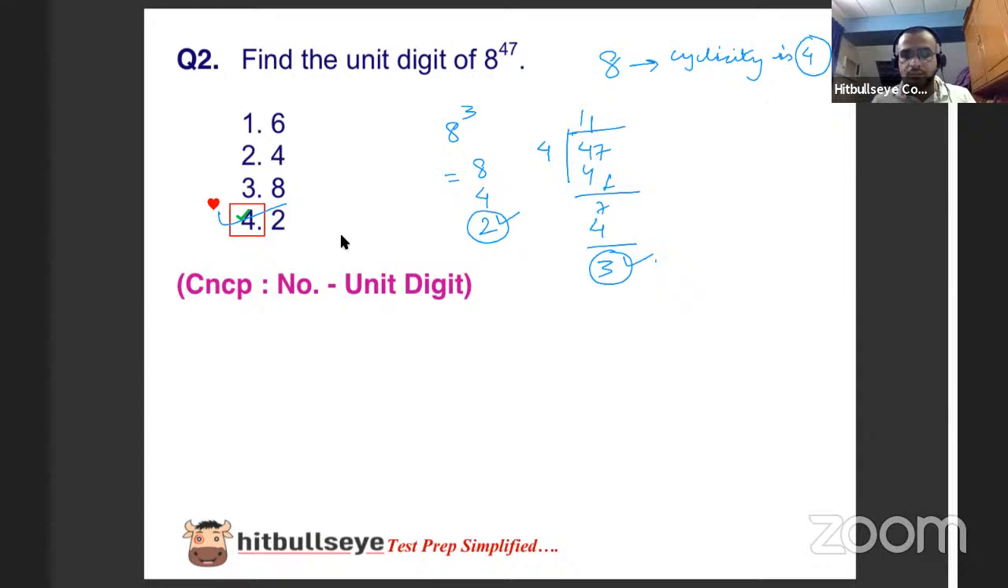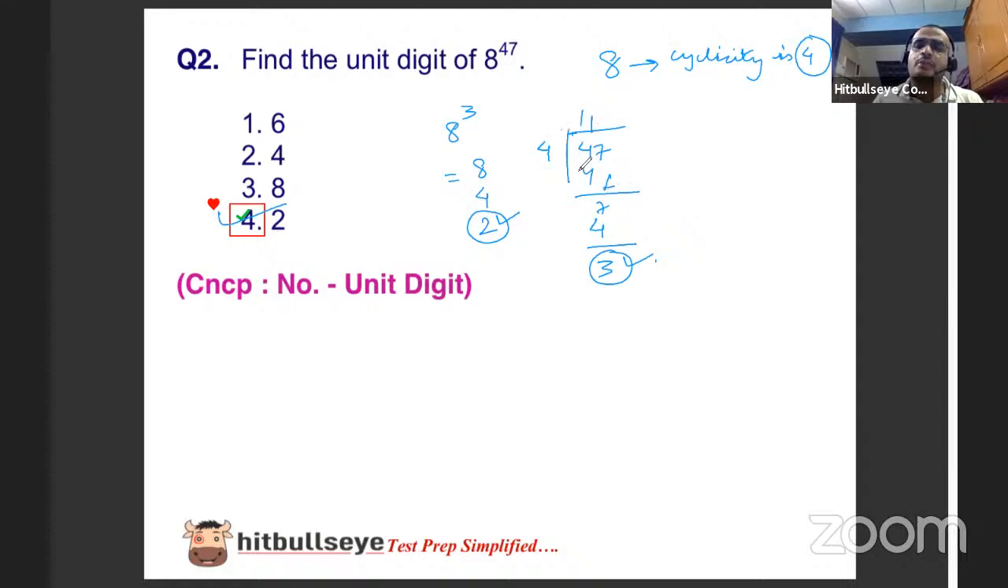You all are right. Good. So what I've done here is I have just divided the power by the cyclicity, and whatever is the remainder, I have just replaced the power by the remainder to get my answer. Clear, everyone? Everybody clear? Please confirm.